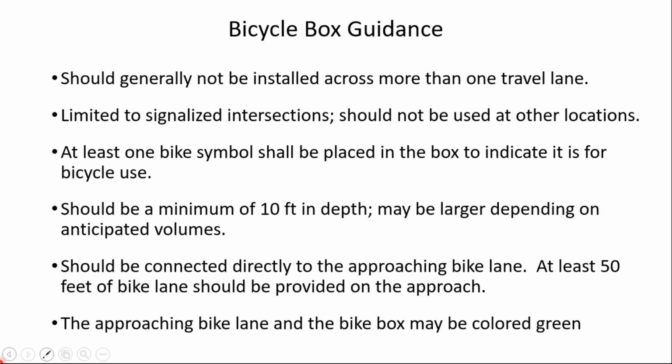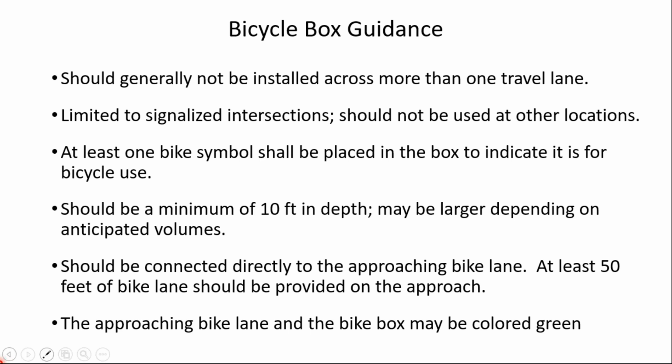The MUTCD provides bike box guidance. Usually they should not be installed across more than one travel lane. Their use is limited to signalized intersections. They should not be used at other locations. And at least one bike symbol shall be placed in the box to indicate that it is for bicycle use. Should be a minimum of 10 feet in depth, maybe larger depending on anticipated bike volumes. If you have more bike volumes, it might be deeper than 10 feet.